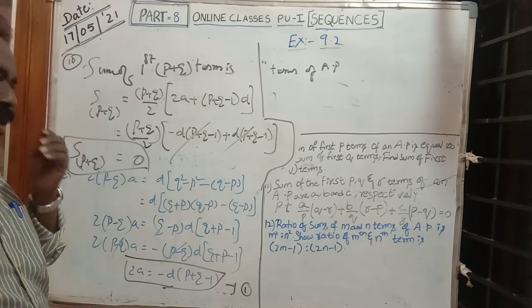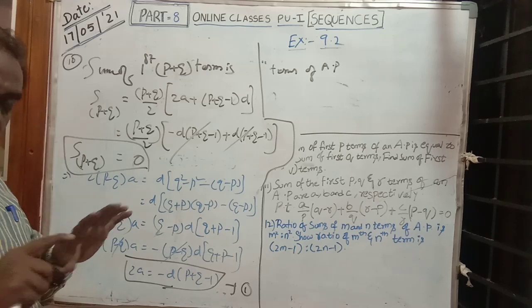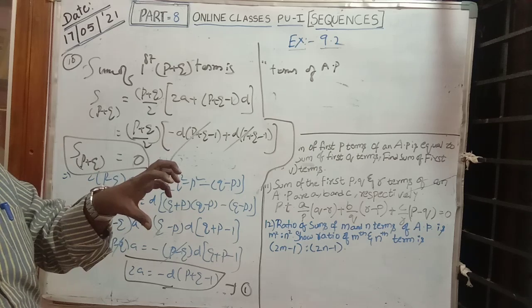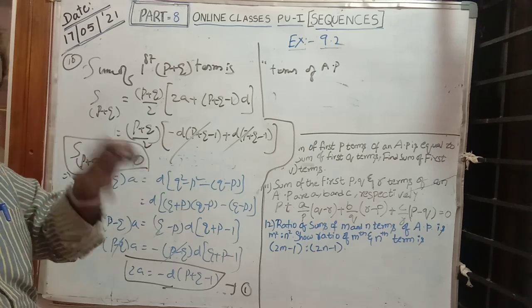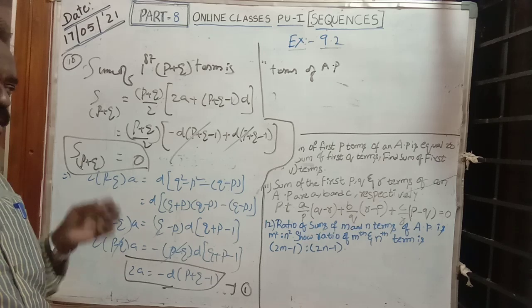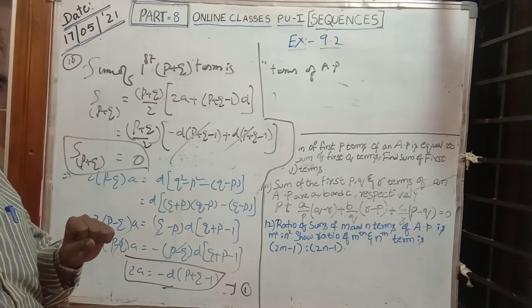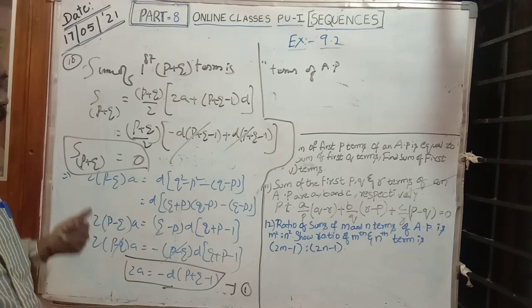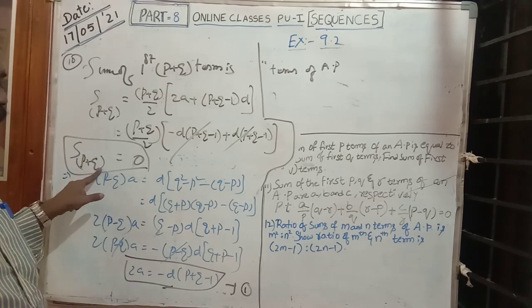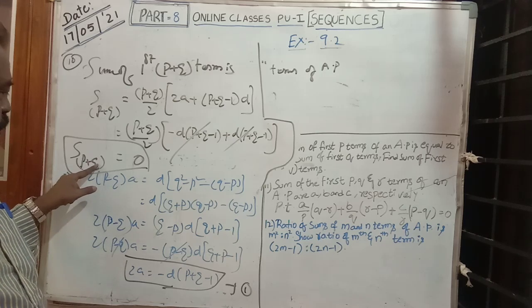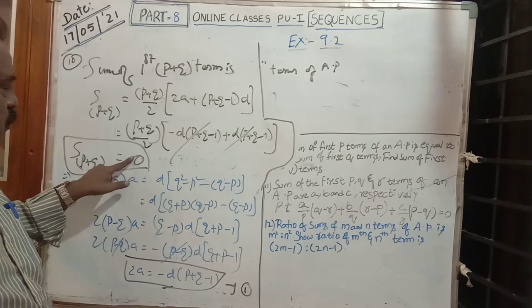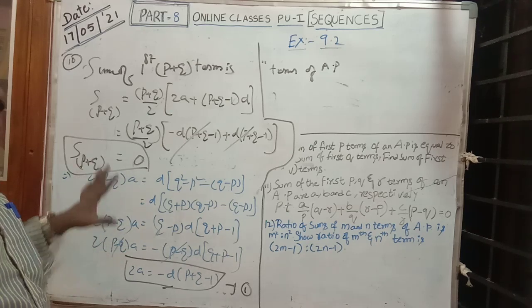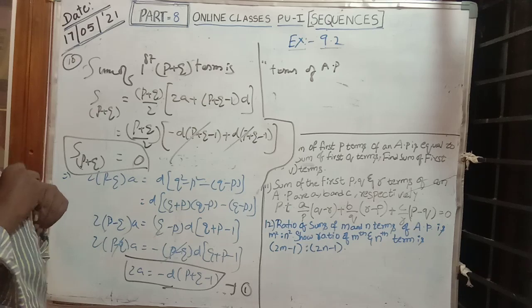It is just like a formula. In any AP, if the sum of some p terms is equal to the sum of another set of q terms, then the sum of the first p plus q terms is again 0. It's a very good concept. You learn it. Is it clear? Slowly we will learn it.